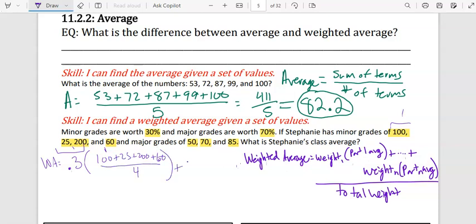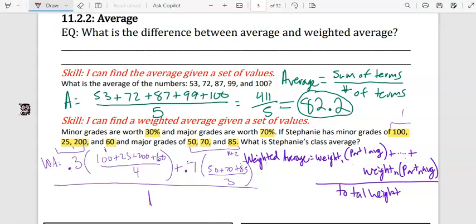And then we'll do the second part, the 70%. In standard form, that's 0.7. Find the average of those 3. 50 plus 70 plus 85 divided by 3. And then we divide by the total weight. 0.3 plus 0.7 is 100%. Let's go ahead and find the averages of each of the 2 parts.